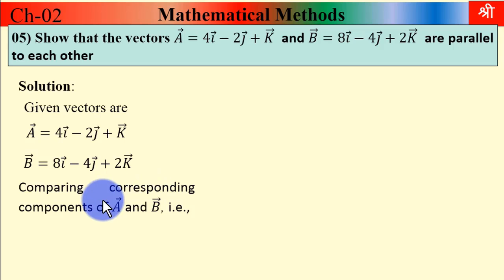Comparing the corresponding components of vector a and vector b. Components means rectangular components, x, y, z components. Ax is 4, that is x component. Ay is minus 2, that is y component. Az is 1, that is z component. Bx, rectangular components of b, bx, by, bz. Bx is 8, by is minus 4 and bz is 2. When two vectors are parallel, always remember their corresponding components are in proportion.